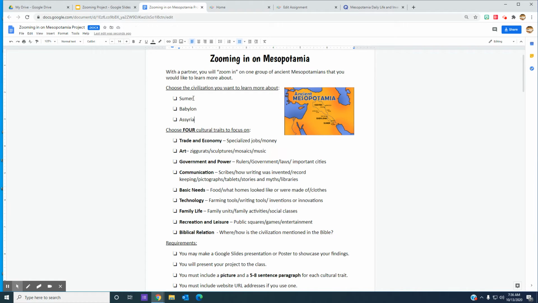So you can choose Sumer if you want. That is a civilization we've already been learning a lot about, so that would be more of a review, where you would be using your notes and things we've already learned and wrapping those things up. But if you want to learn more about a newer civilization that we haven't studied as much, it is up to you. You can choose Babylon or Assyria to research.